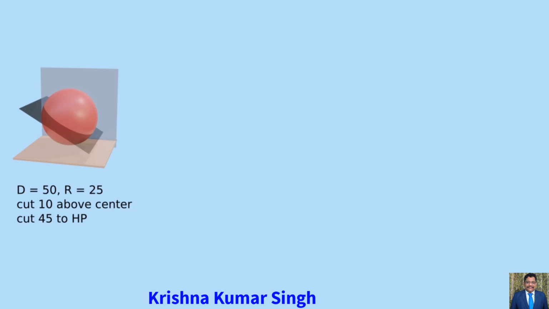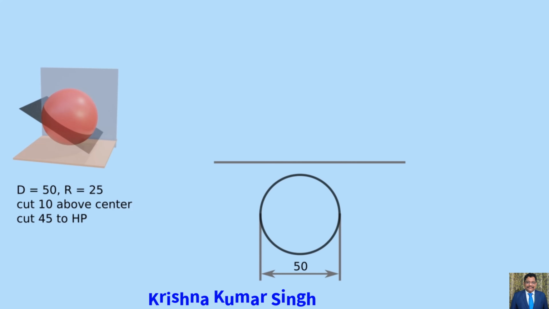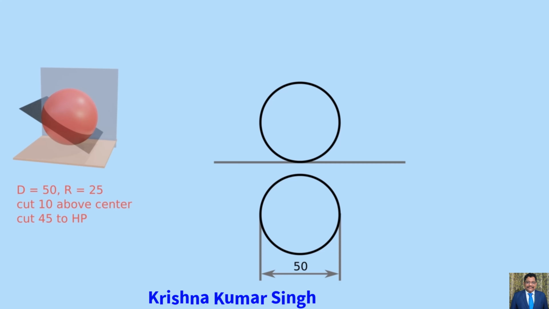The top view of the sphere is a circle. So draw a circle of radius 25 mm with center below XY. The projected circle is the top view of the sphere. Now project its front view. Its front view is also a circle. So draw a circle of radius 25 mm with center O' above XY such that it is touching XY. Here our front view of the sphere gets completed.